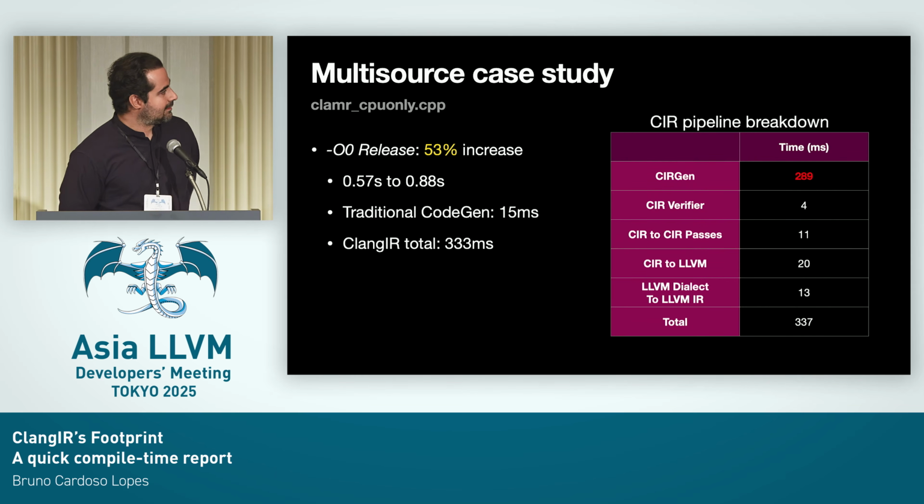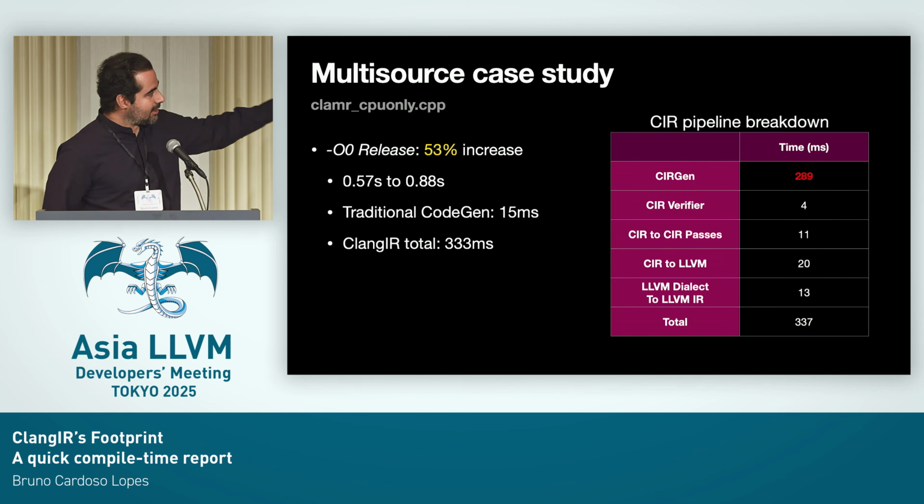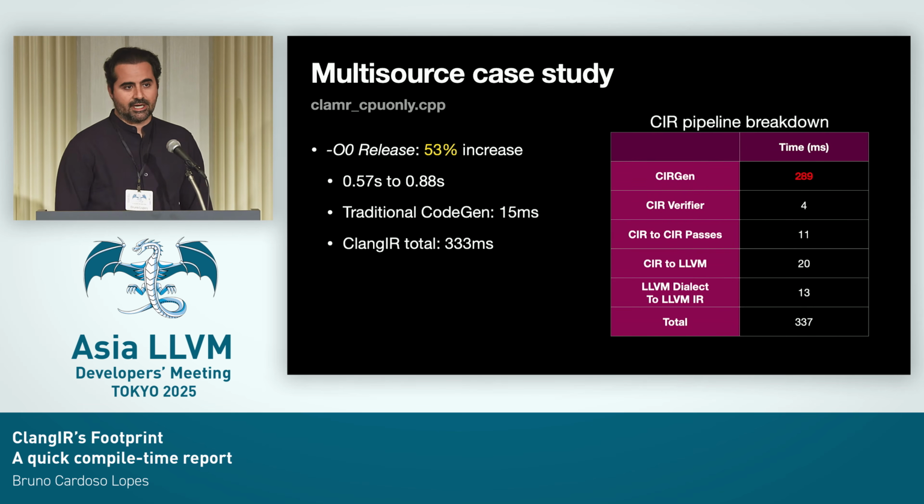So the biggest number is already where most of the time is spent, with CIRGen, which is actually where we do AST to ClangIR conversion. This is completely unexpected because, if I would naively think about this, I would first think that all the other lowerings and other things we do on top of MLIR proper would be slower.